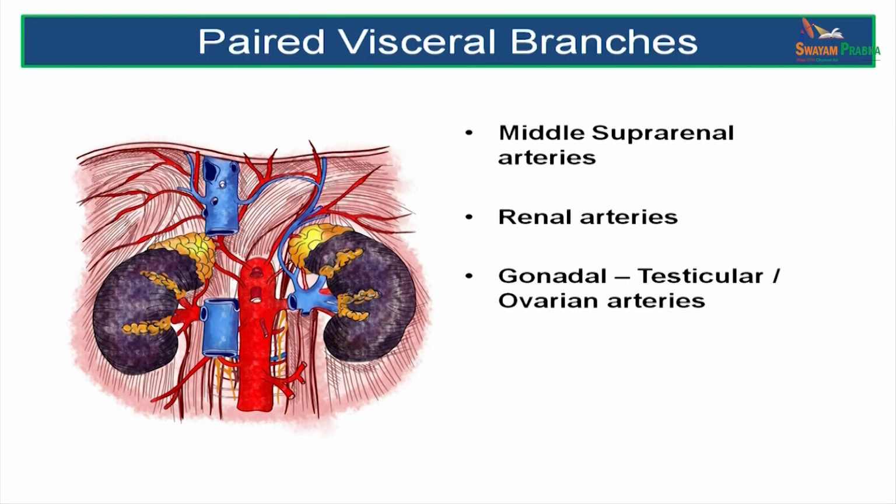So, we have studied the anterior midline unpaired visceral branches of the abdominal aorta. Let us now proceed to the paired visceral branches. These are the middle suprarenal arteries, which you can see here, the renal arteries and the paired gonadal arteries, either testicular or ovarian.